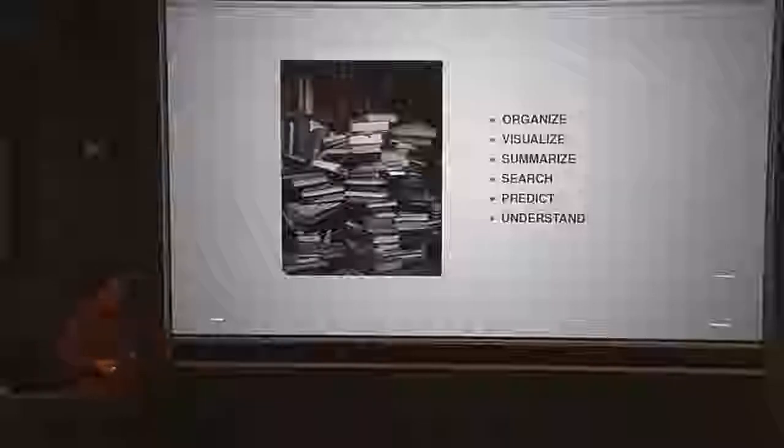Okay, so I'm going to talk about probabilistic topic models and user behavior data. And so what's the idea behind probabilistic topic models? As Leslie mentioned, the idea is that we have these massive archives of text collections now. And we want to do things with them. We want to organize them, visualize their contents, summarize their contents, search through them, sometimes predict something about the documents, in general, understand what's in them.